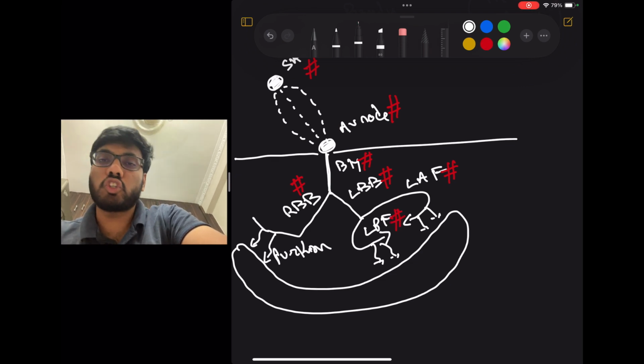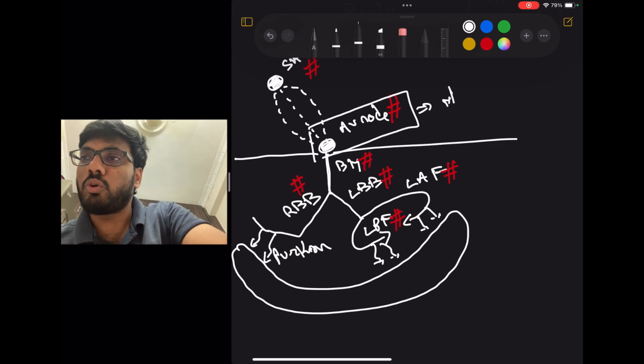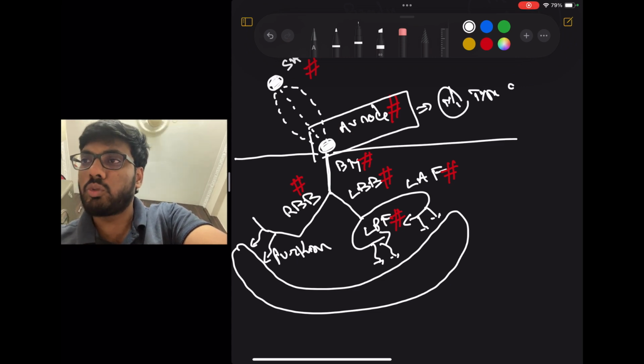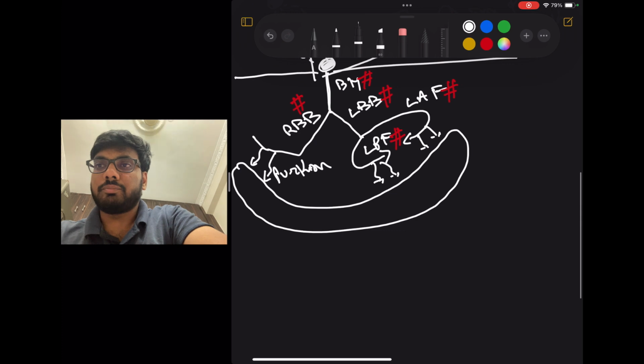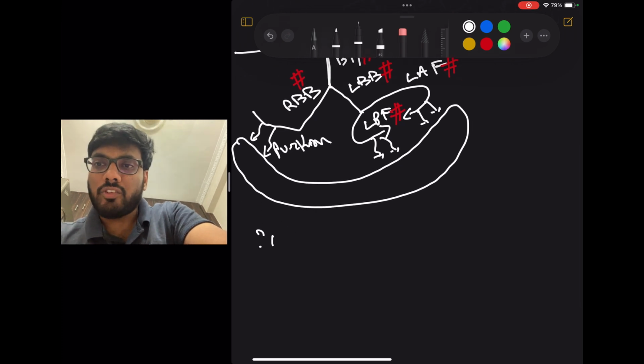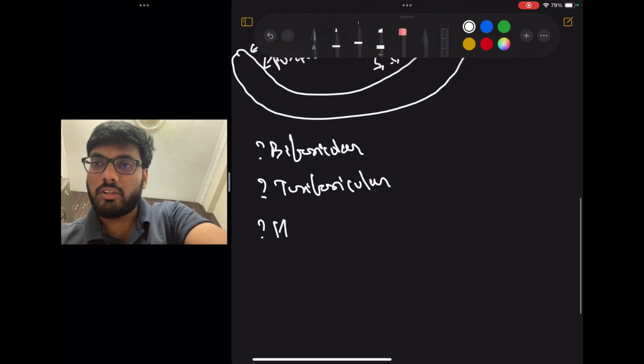So which is the most common type of heart block? Remember, AV nodal blocks are the most common type of heart blocks. Okay, right. What is a bifascicular block? And what is a trifascicular block? And what is masquerading bundle branch block?